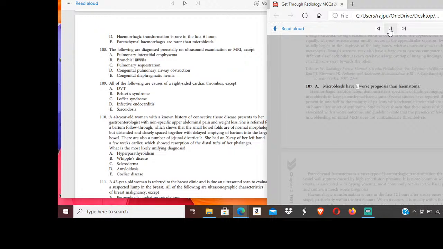107. A. Microbleeds have a worse prognosis than hematoma. Hemorrhagic transformation demonstrates a spectrum of findings ranging from small microbleeds to large parenchymal hematoma. Several studies have reported that microbleeds are present in one half to the majority of patients with ischemic stroke, and are seen around 48 hours after onset of symptoms. Studies have shown that these areas of microbleeding are not associated with a worse outcome, and guidelines state that the presence of fewer than 5 areas of microbleeding on initial MRIs does not contraindicate thrombolysis.